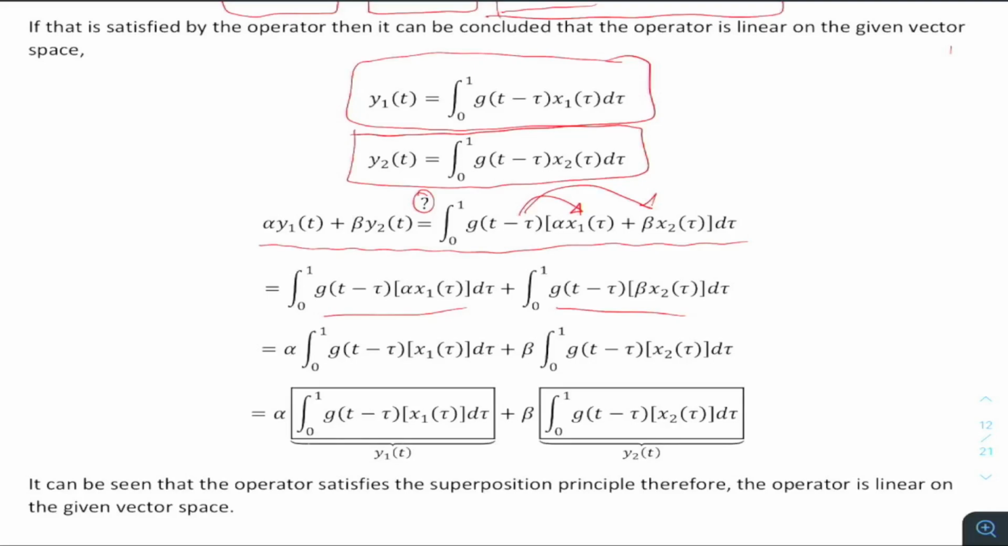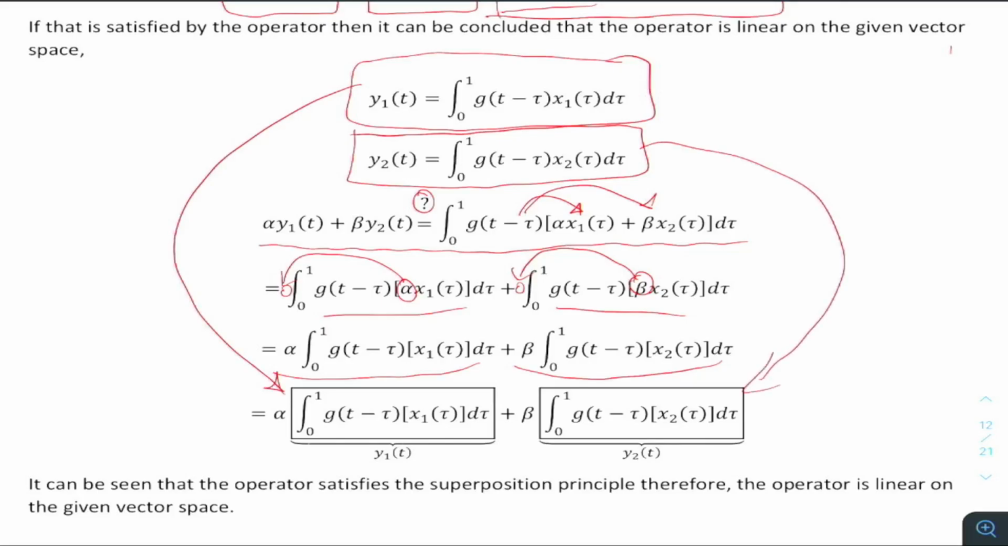And let's get this alpha out of that integral, and beta as well. And here, this is the final form. However, by using only the definition, we can conclude this is y1 and this is y2. And we basically showed this is not question mark, this is correct. This equality indeed holds. Therefore, L operator satisfies the superposition principle, which also indicates that the given operator is, what is it? It is linear.